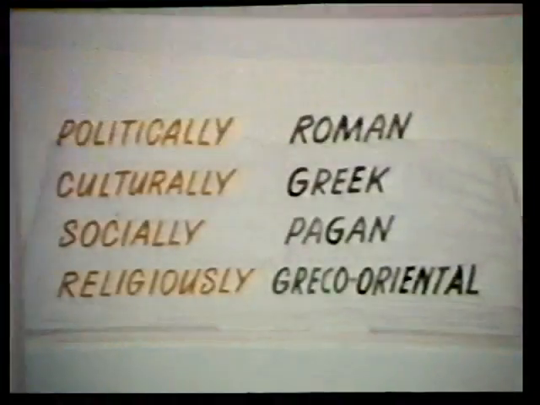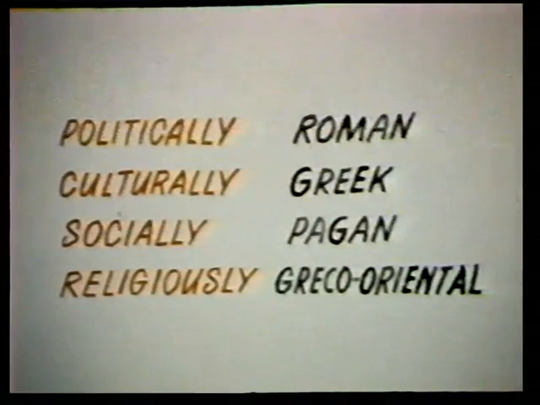One could speak Greek and be understood almost anywhere. This koine, or common language, is the language in which the New Testament was written. It was the language of the common people, of business, of life, of literature. So the ancient world was politically Roman, culturally Greek, socially pagan, and religiously Greco-Oriental.